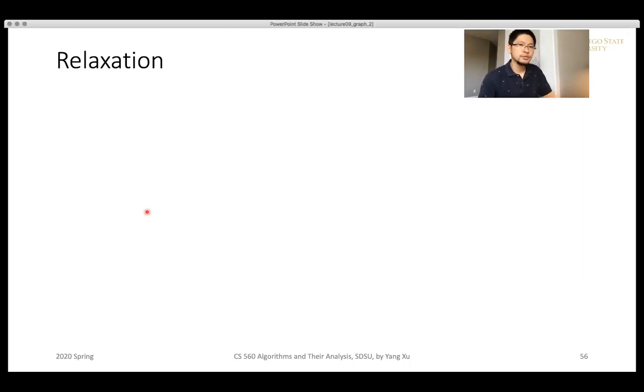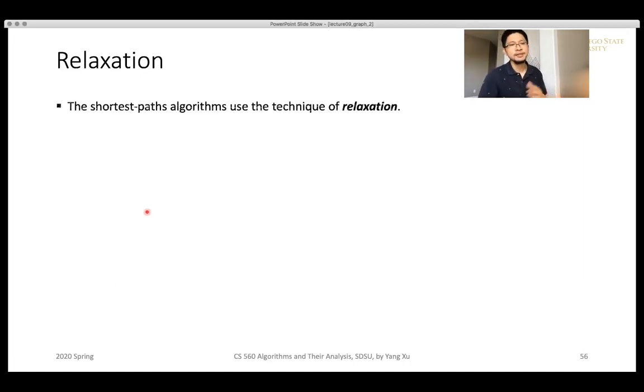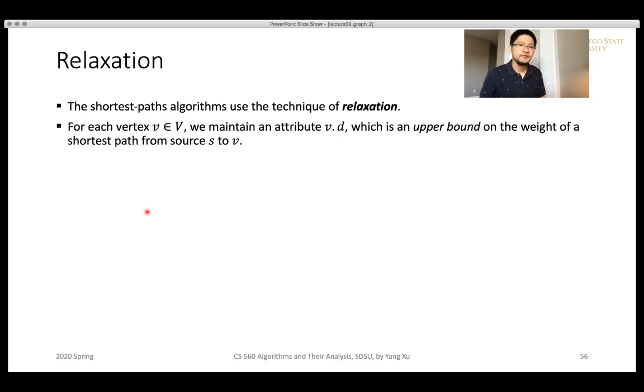Okay, so what is relaxation? It is a technique that basically all shortest path algorithms will use. For each vertex in the graph, we maintain an attribute v.d. It is similar to the concept in BFS, right? This attribute d, in this case, is an upper bound on the weight of a shortest path from the source to v.